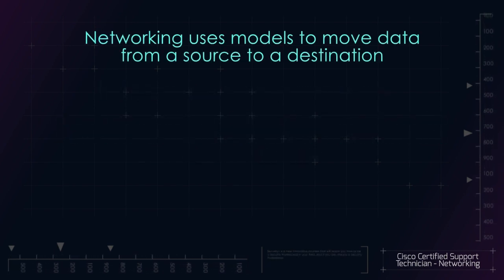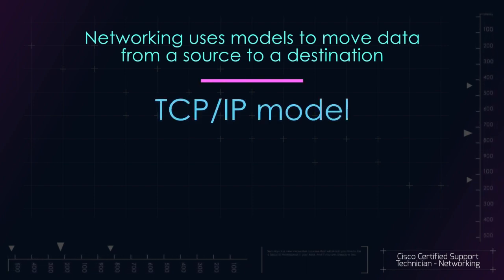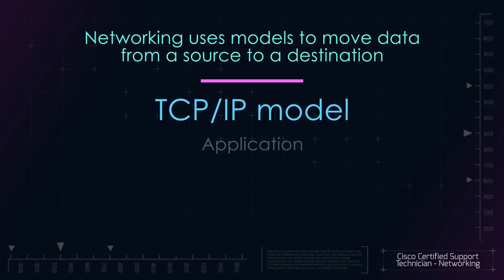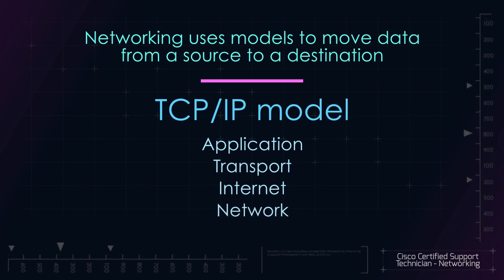Networking uses models to move data from a source to a destination. The first model we will cover is the TCP/IP model, which consists of 4 layers: application, transport, internet, and network.